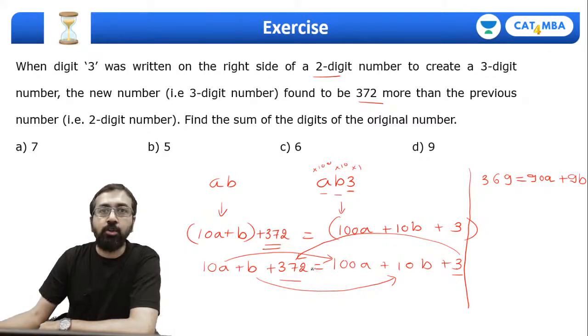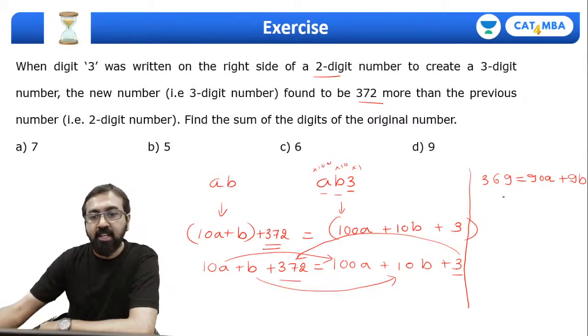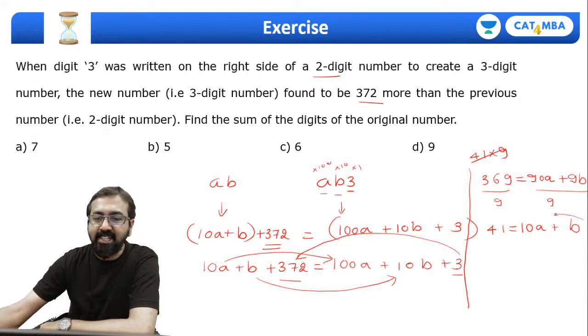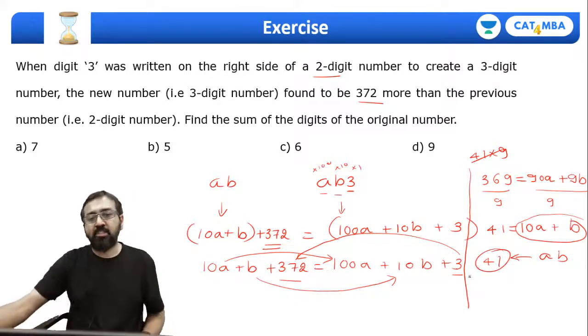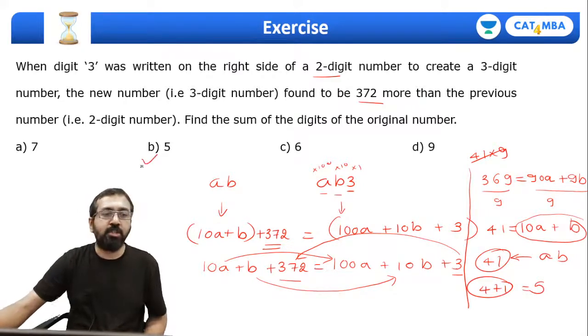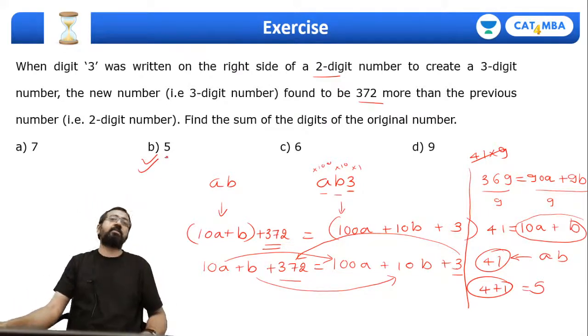Are you all able to understand this point? Fine. Now let's divide this complete equation by 9. So 41 into 9 is 369. When I divide both sides by 9, I'll get 41 is equal to 10A plus B. Can I say 10A plus B is nothing but the 2-digit number AB? So the value of that 2-digit number is 41. So that's the answer. What is the sum of these digits? 4 plus 1, it's 5. So my answer is 5, option B. That's the answer.